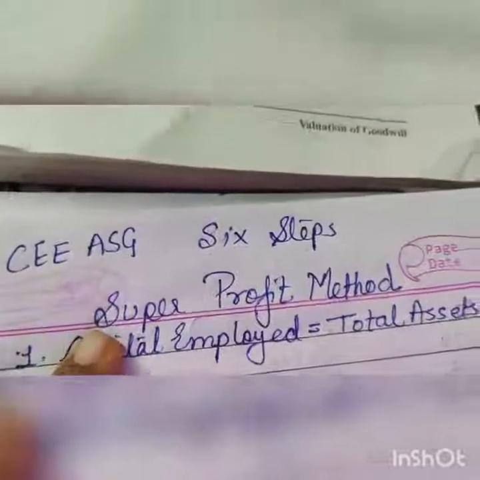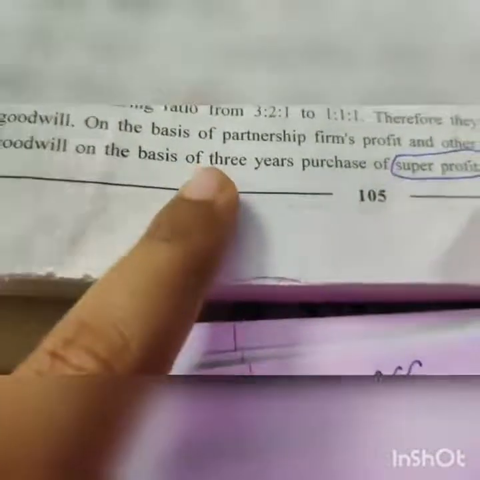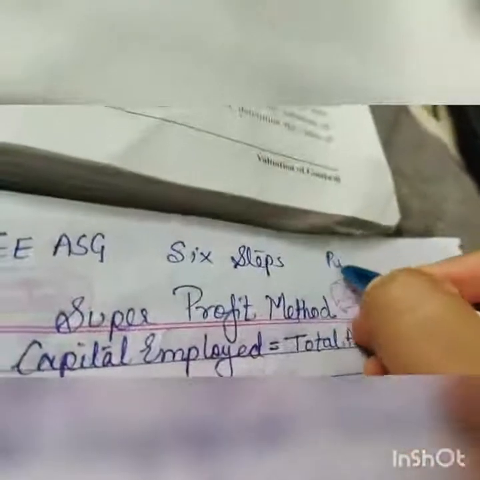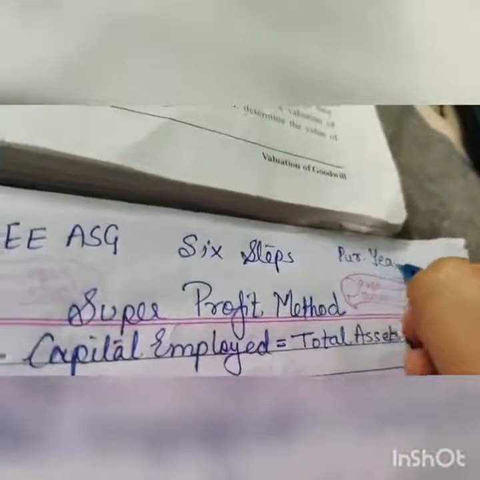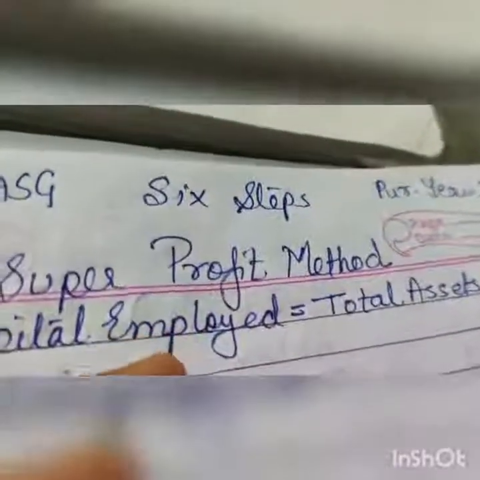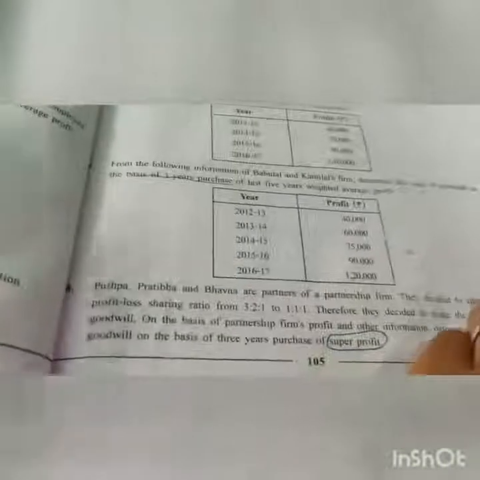And in this sum, what have they told you, what is the purchasing year? So 3 years is the purchasing year. If you want to record it somewhere, you can record here that the purchasing year is 3, just for remembrance. Now we'll turn the page because the details are given on the backside.